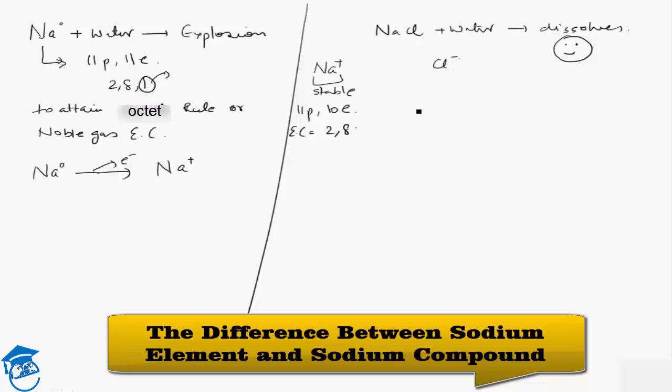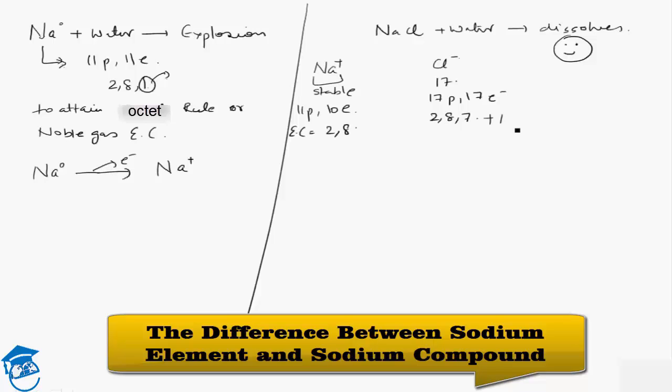Now we take chlorine with atomic number 17, which has 17 protons and 17 electrons, and the electronic configuration will be 2,8,7. So in this reaction, chlorine has an electronic configuration of 2,8,7, and to become more stable it needs one more electron to form a noble gas electronic configuration, its stable state. So what will happen in this kind of compound?